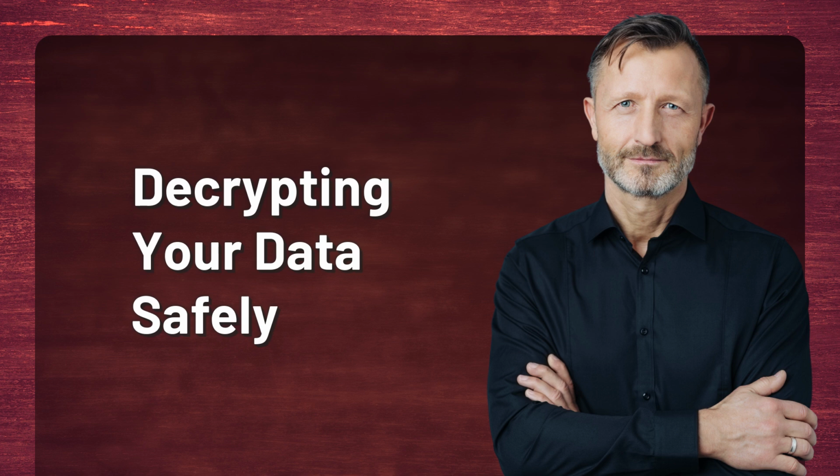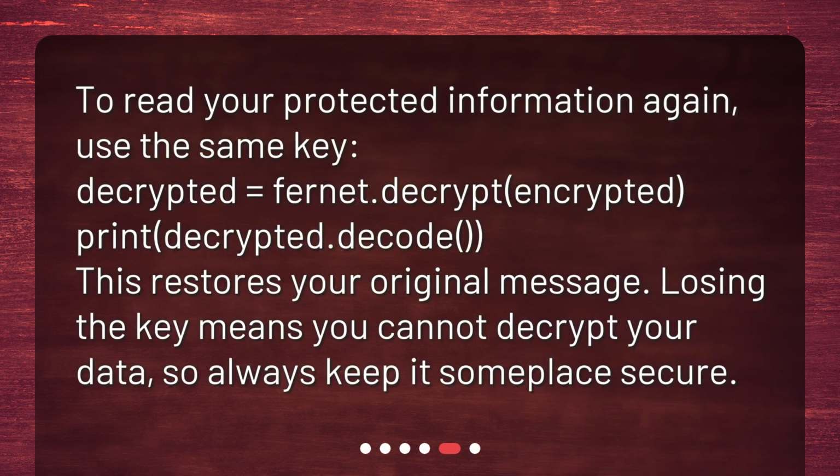Decrypting your data safely. To read your protected information again, use the same key. decrypted = fernet.decrypt(encrypted), print(decrypted.decode()). This restores your original message. Losing the key means you cannot decrypt your data, so always keep it someplace secure.